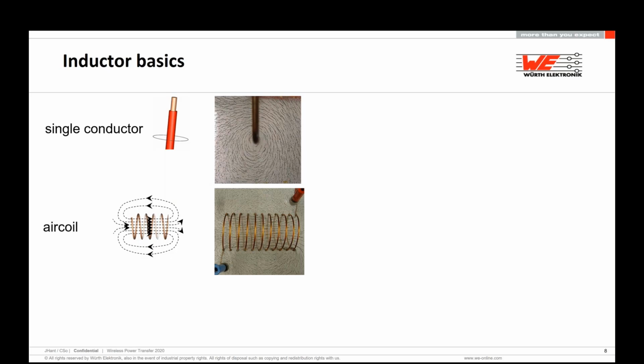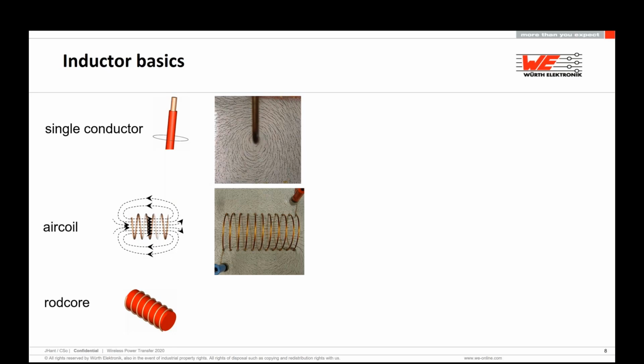How can we improve it additionally? If we use a rod core. The rod core is the same air coil as before, but the red material is a ferromagnetic material, which is focusing and increasing the magnetic field inside the coil.